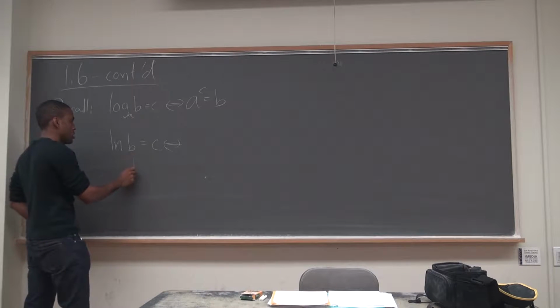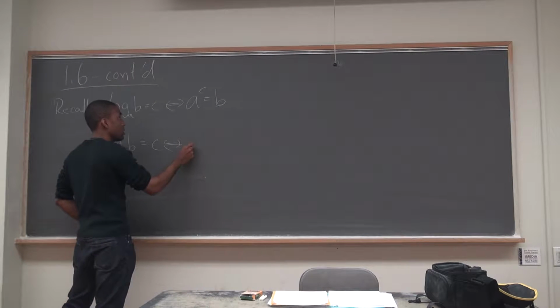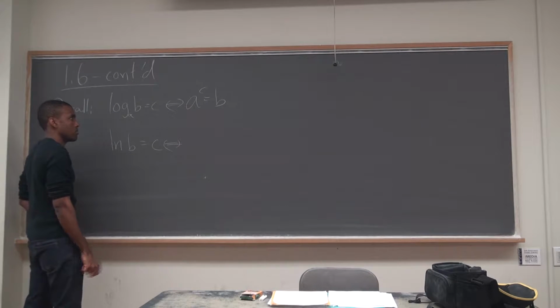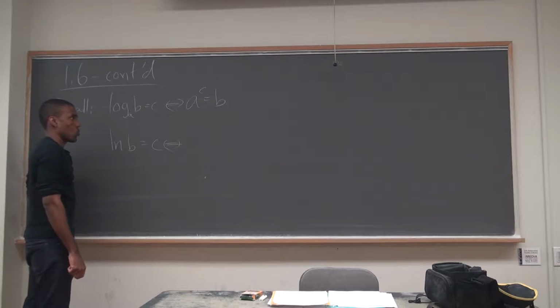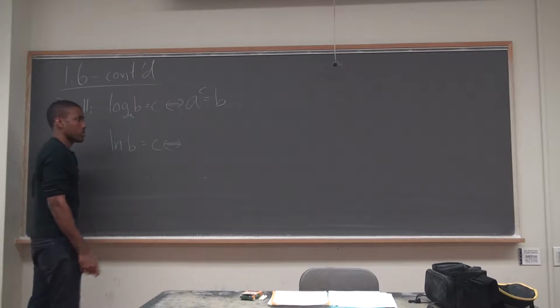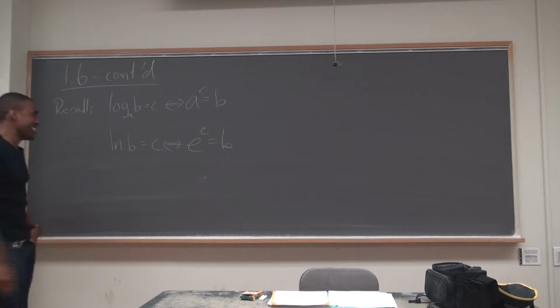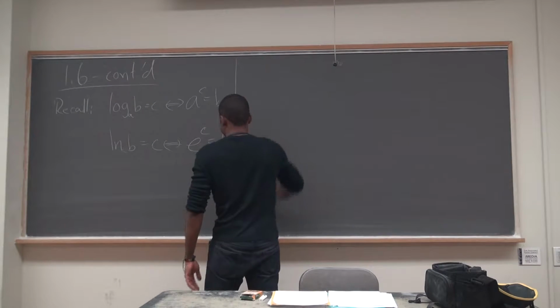Are you translating this? Yeah. I mean, give me an equivalent statement to that. The equivalent statement of this for this. E to the power of c equals b. Why was that so hard? Right? This just means a is replaced by e. That's basically it. Don't let it scare you.